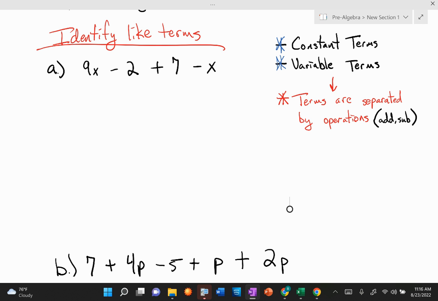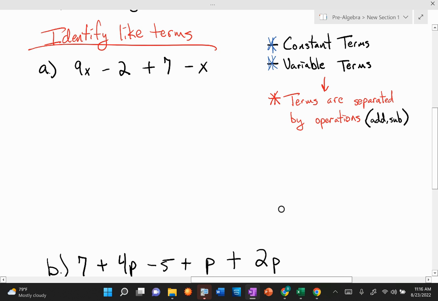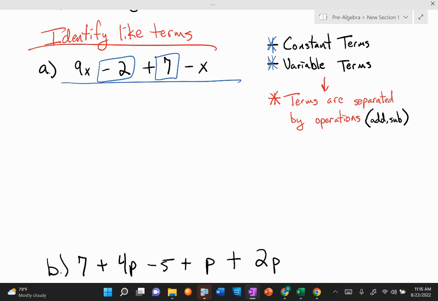So let's talk about it. We have 2 different kinds of terms that we're going to be looking at: constant terms and variable terms. Let's just look at this first example. What in this first problem are the constant terms? 7 is one of them. What would the other constant term be? -2. So the constant terms for this problem are -2 and 7. And I'm just bringing the signs down with them.